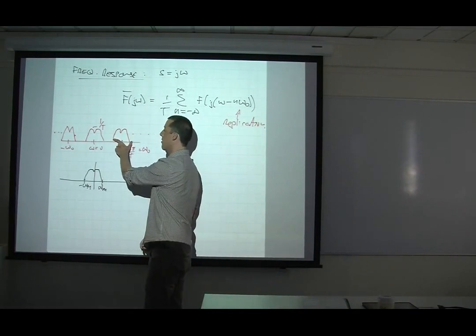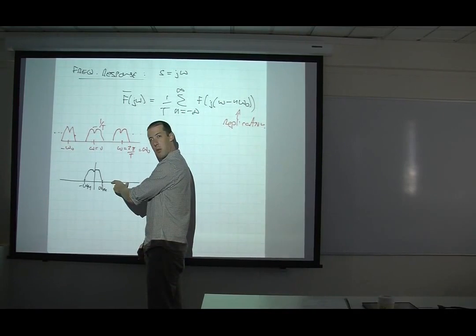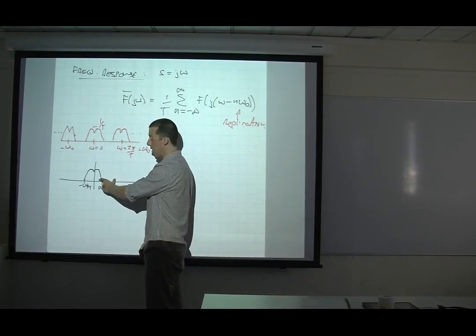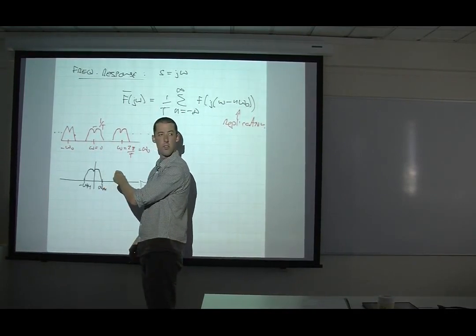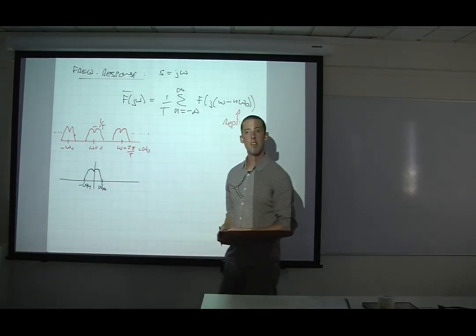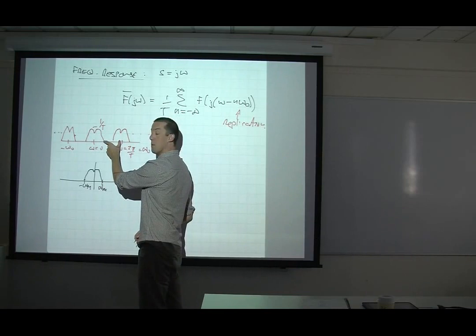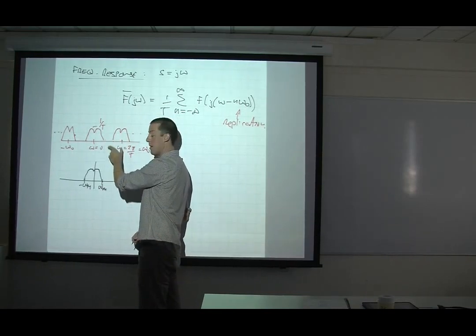If I sample at this rate, that's fine. There's no overlap. The problem is that I don't want to have any overlap, because once I overlap them, they start adding together, and I'm not sure what's going on. I can never separate them again. It's like mixing paint in a tin. I can't really get the colors apart afterwards. So wherever this lands, I don't want it to impinge or overlap with this part here.